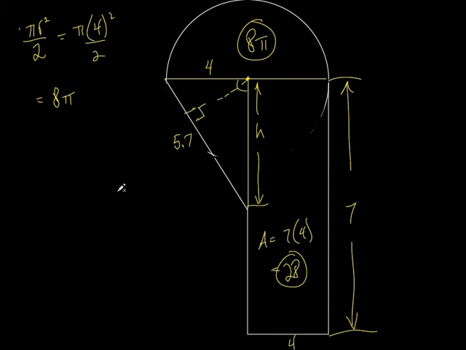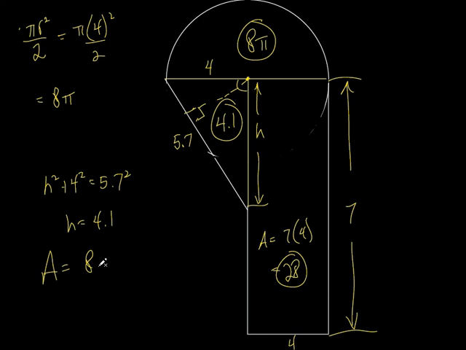All right, so let's do this. What do you get? H squared plus 4 squared equals 5.7 squared. Alyssa, what'd you get when you solve for H? 4.1? Okay. So the height of this triangle is 4.1. Now, what do we do with all three of these when we're done? Find the total area. It's not 4. You just said it was 4.1. No, the height of that was 4.1.